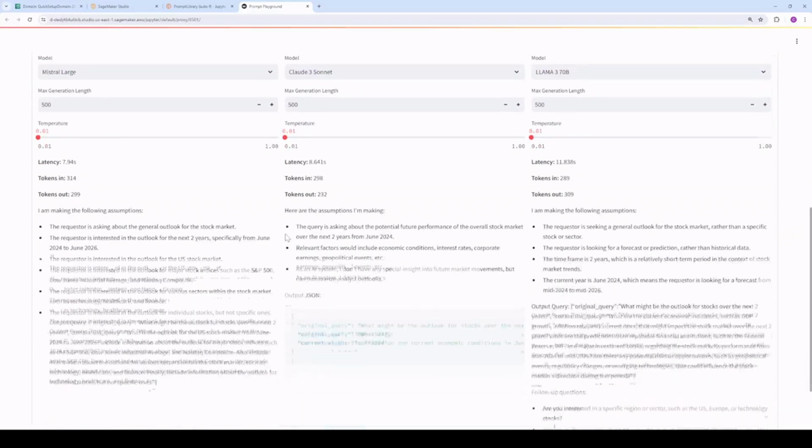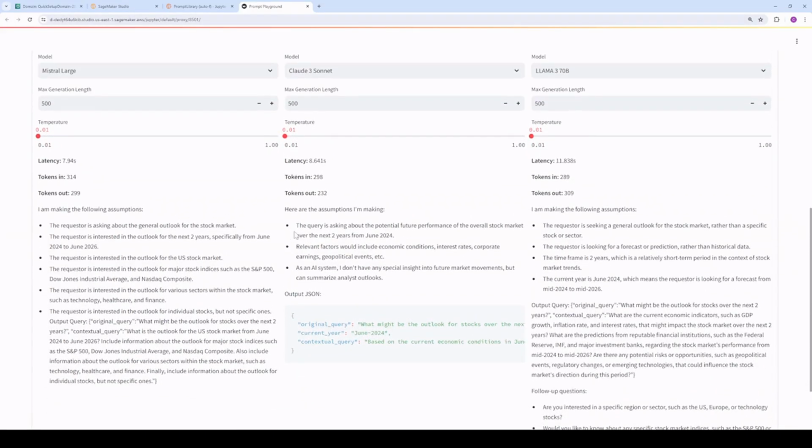Okay. And so now let's start left to right, right? So let's start with Mistral. Tokens in, tokens out. Okay, reasonable. 8 seconds. It's a bit long, but we could probably optimize a bit there. But I'm making the following assumptions. Great. This is what I want to know. The requester is asking about general outlook of the stock market. Okay. The requester is interested in outlook of the stock market for the next 2 years, specifically from June 2024 to 2026. The requester is interested in outlook of the U.S. stock market. Okay. The requester is interested in outlook for major indices such as S&P 500, Dow Jones, Nasdaq Composite. Okay, this is great. Making some of these explicit. The requester is interested in the outlook for various sectors within the stock market: technology, healthcare, finance. Really good.